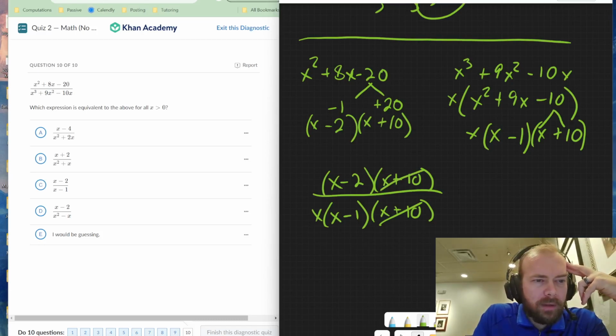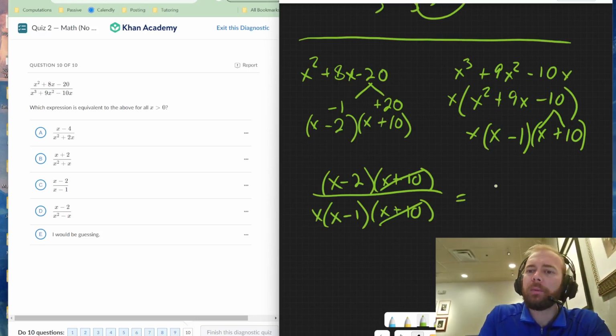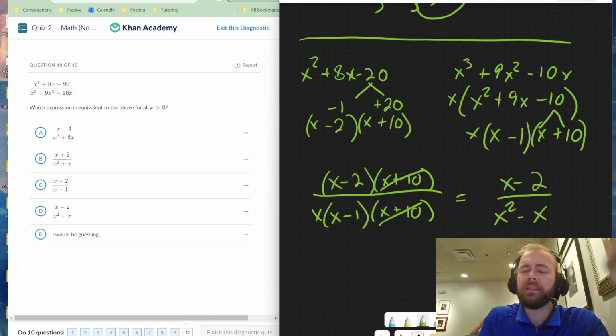Looks like that could be either C or D. And then on the bottom, I have x times x minus 1. If you multiply that back out, then it would be x times x is x squared, and then x times 1 minus x. So it's got to be option D.